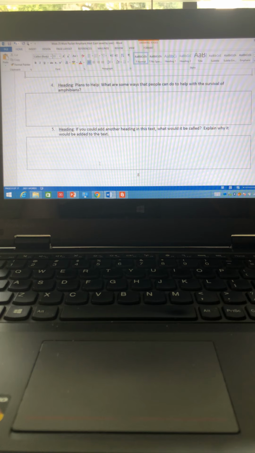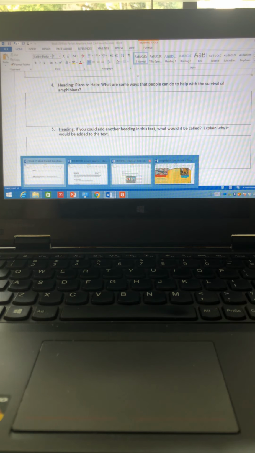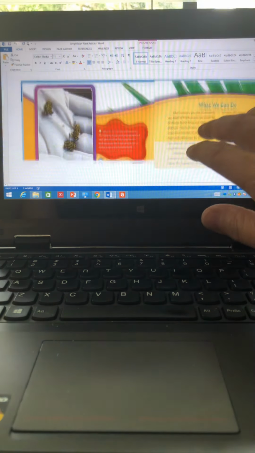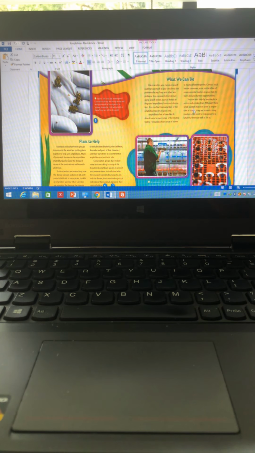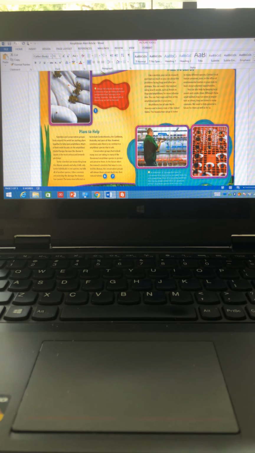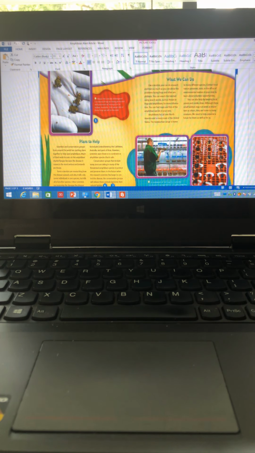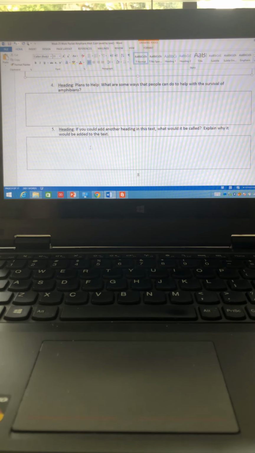Number 4 is asking you to look at the last text feature, which is another heading called Plans to Help. When you're looking at this part of the assignment, Plans to Help, I want you to focus on the plans to help and what we can do, both of these sections. So think about what scientists and people like us can do to really help out with amphibians. And I need you to explain with good details.